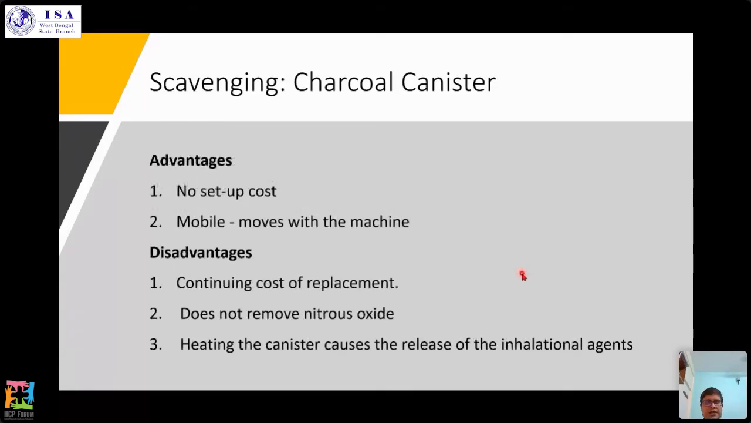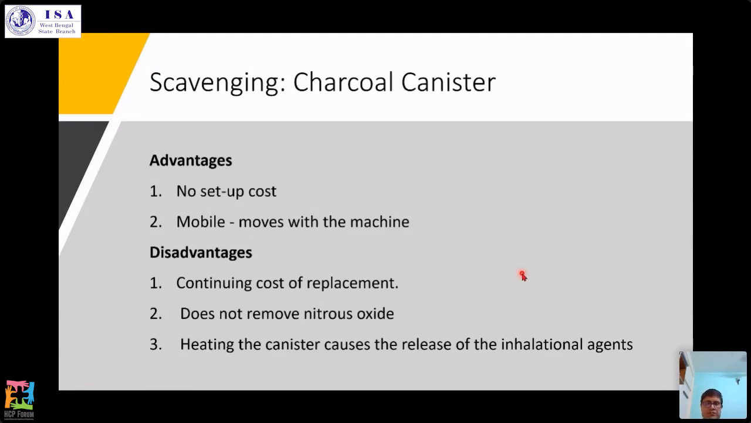So what are the drawbacks of using a charcoal canister? The advantage is that the setup cost is minimal. Of course, a passive scavenging system can also often be set up with very little investment. And it is mobile. So if you are moving the machine, it will move with that machine. Not very often do we have to move a machine, but there are times when you have to, so being mobile can have some benefits in those cases.